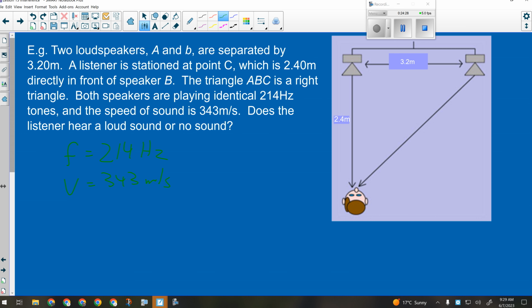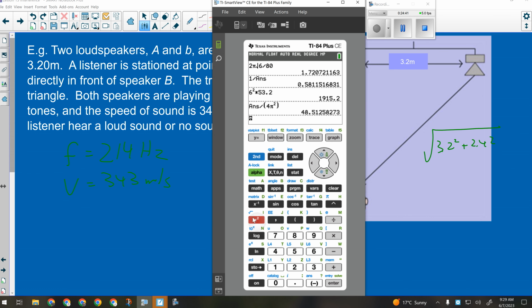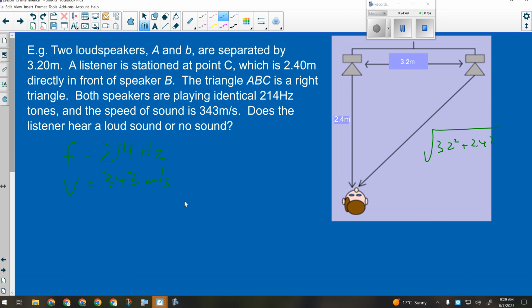Okay, so we'll just say that we're looking for this side here, so that's going to be the square root of 3.2 squared plus 2.4 squared. I'm pretty sure it comes out to 4. Okay, we'll double check here. So 3.2 squared plus 2.4 squared. Okay, 4. Well, he'll probably hear no sound because, well, we'll find out. Okay, we don't want to guess.